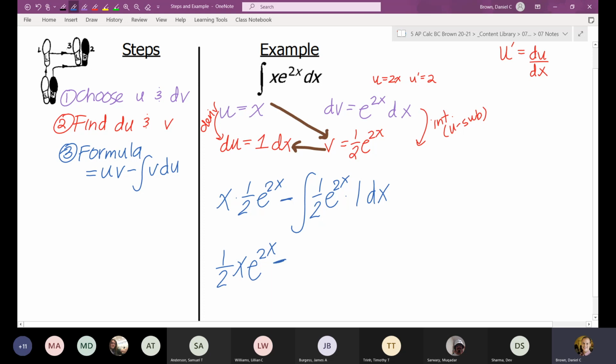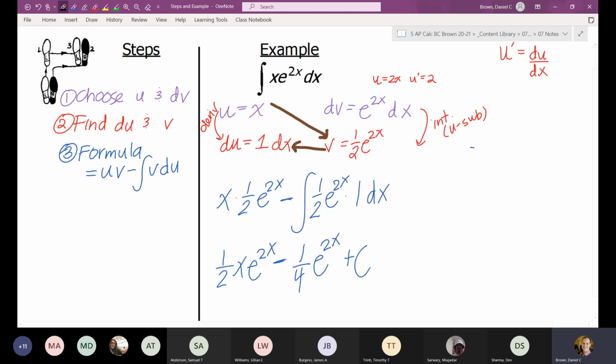Then I have minus, and I'm going to do some u substitution in my head. So 1/2 is already a coefficient. This is e to the 2x. So u would be 2x, u prime would be 2. So I would have e to the 2x still, but the new coefficient, 1/2 is joined by another 1/2, so we have 1/4. Now that the integral sign has gone away, I can go ahead and add the plus c.